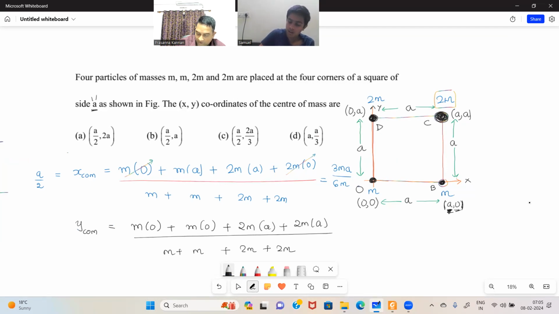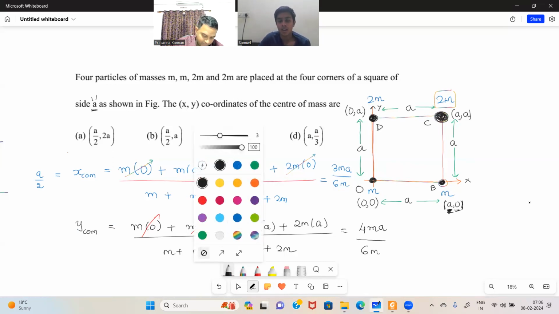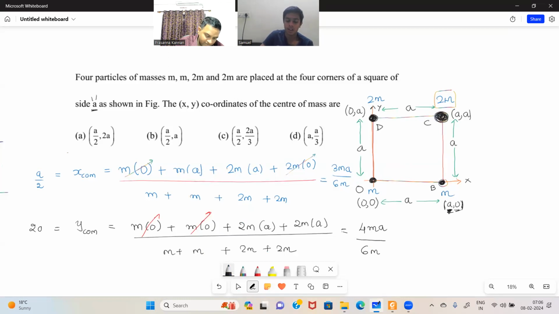So now you're clear about how to find the center of mass, right? Yes. So what does this become? 2MA plus 2MA is 4MA. 4MA by 6M, which is 2A by 3. Very good. So we have A by 2 and 2A by 3 as the answer. That's all. So you're getting the idea, right, Samuel? Yes, sir.